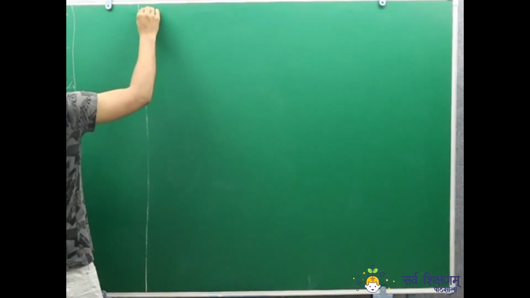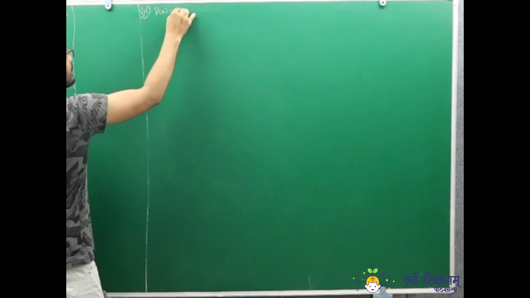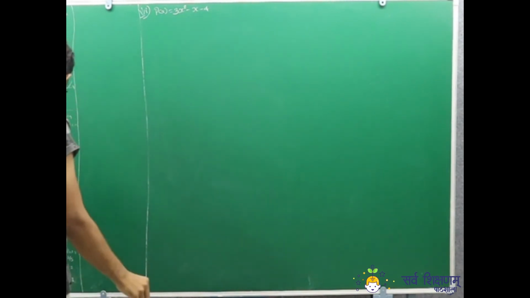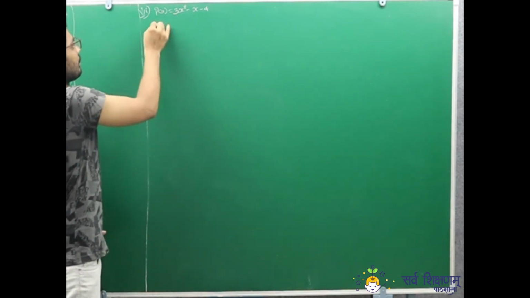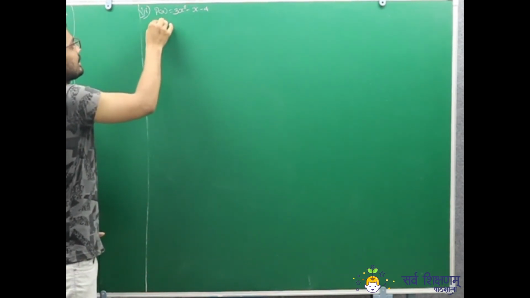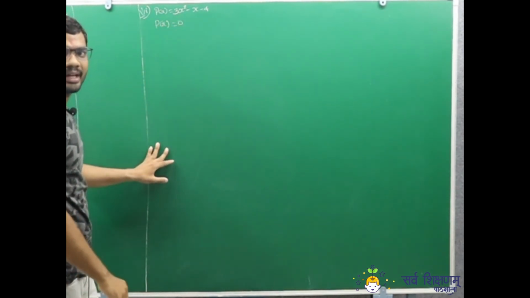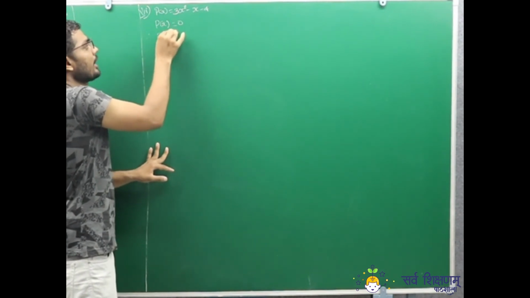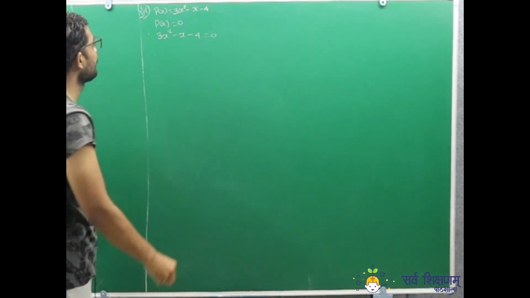Question number 6, p of x is equal to 3x square minus x minus 4. For finding real zeros, p of x is equal to 0. Therefore, 3x square minus x minus 4 is also equal to 0.